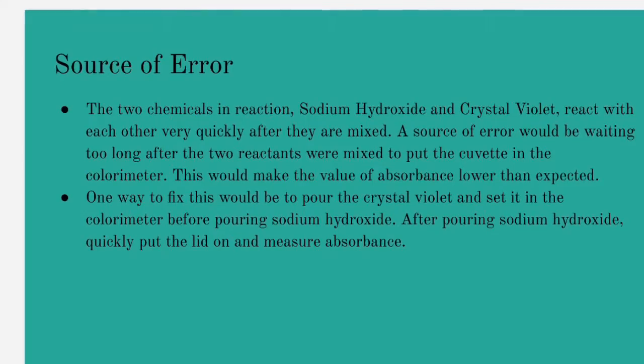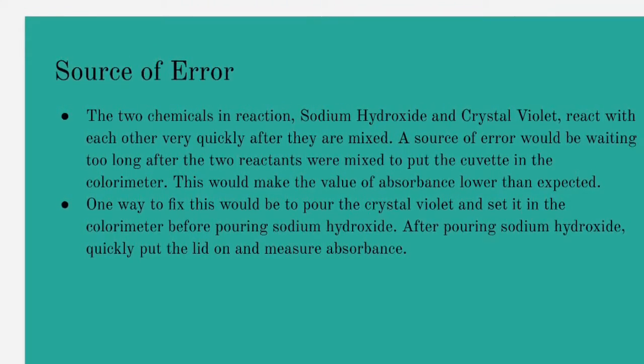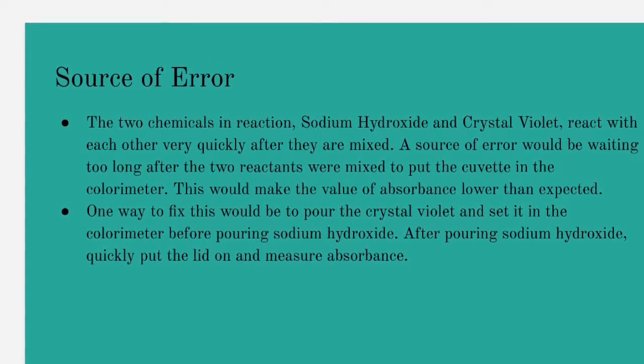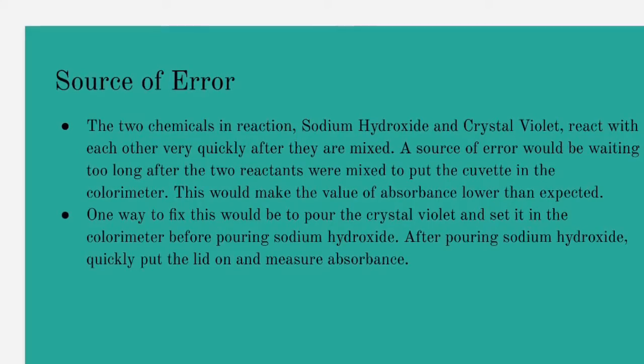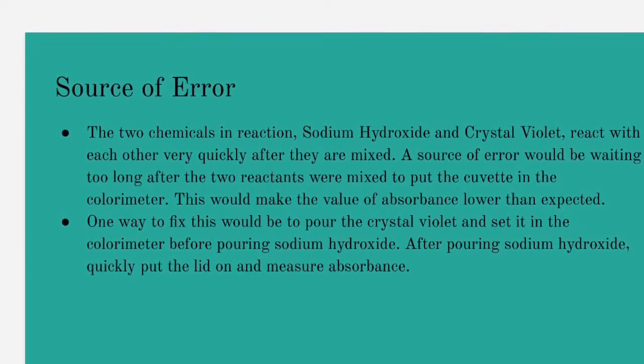However, one way to possibly fix this would be to pour the crystal violet and set it in the colorimeter before pouring the sodium hydroxide. After pouring sodium hydroxide with the crystal violet, quickly put the lid on and measure absorbance to stop this from happening.